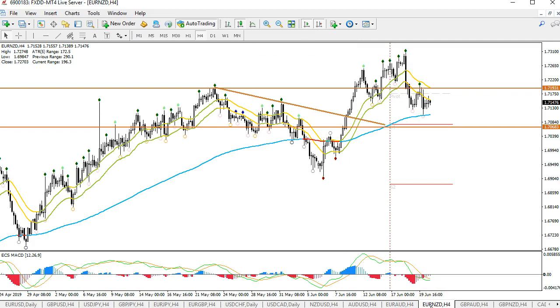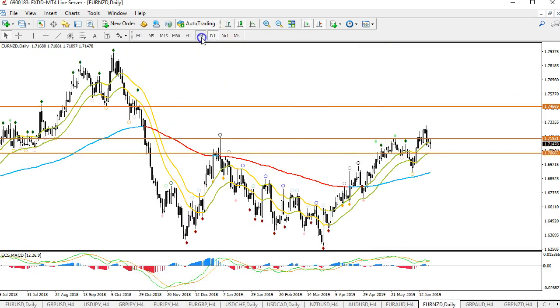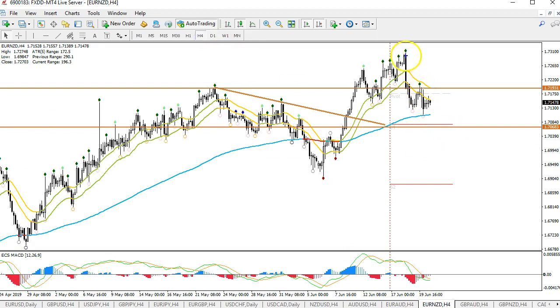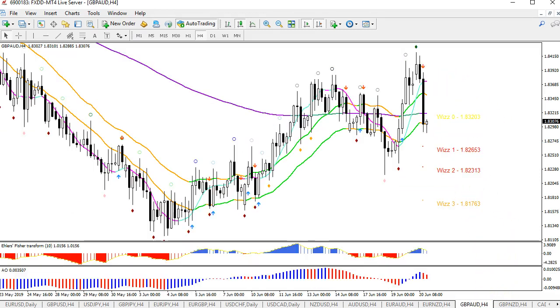Euro New Zealand is also more or less doing the same, but it has already reached the 144 EMA. So I think if price makes a retracement like that, I'll be looking for a continuation lower for the moment.